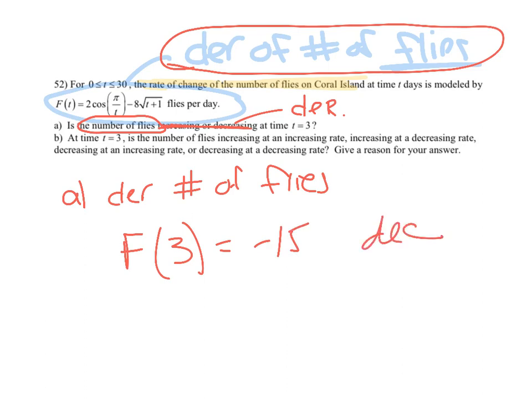Now, if I want to see if it's decreasing at an increasing rate or a decreasing rate, I will take its derivative. So I will now evaluate f prime of 3 for part B to see if it's decreasing at an increasing rate or decreasing at a decreasing rate.